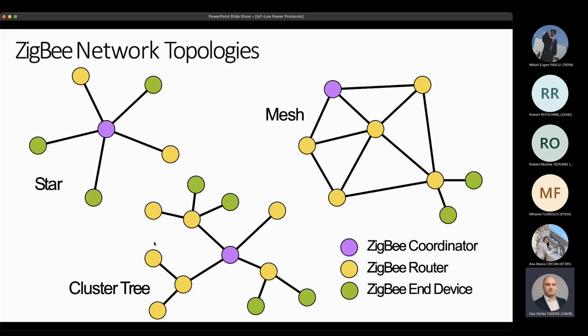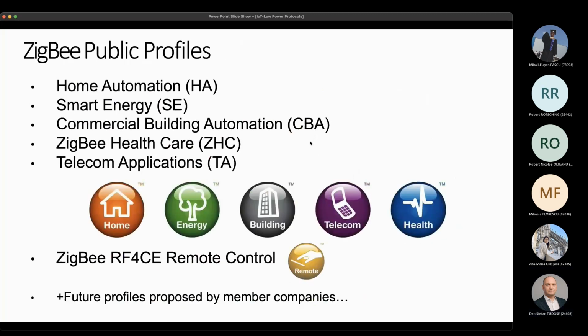And then you can have a cluster tree topology where you have, again, the coordinator in a central role, and then you have one or multiple routers, and then you have maybe a single hop or a multi-hop to the end device itself. So at any rate, you need to have at least one ZigBee coordinator in such networks.